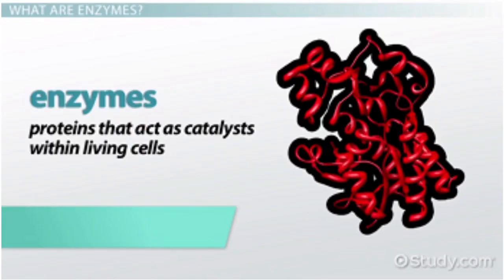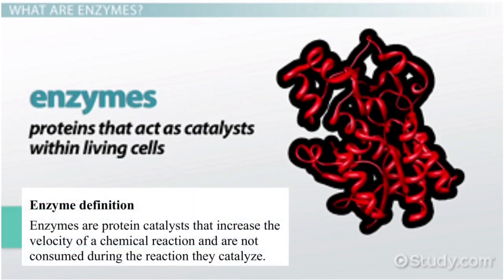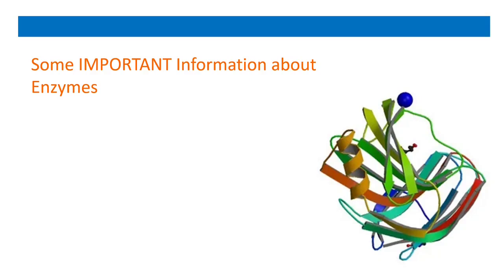With that, enzymes can be defined as proteins that act as catalysts within living cells. To further define that, enzymes are protein catalysts that increase the velocity, increase the speed of a chemical reaction, and are not consumed during the reaction they catalyze. So you will be seeing here two important parts of the description about enzymes. Number one, its main function is to increase the speed of chemical reaction. And number two describes what happens to it. Nothing happens to it during its job as an enzyme because it is not consumed during the reaction. So let's look at some important information about the enzyme.